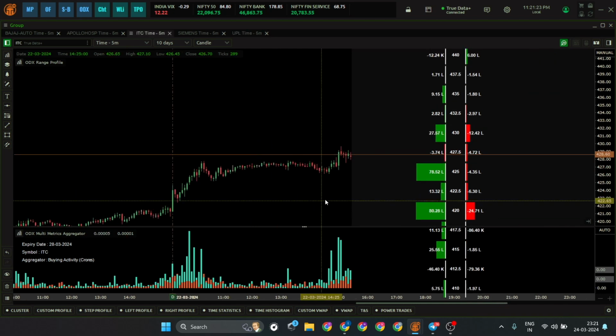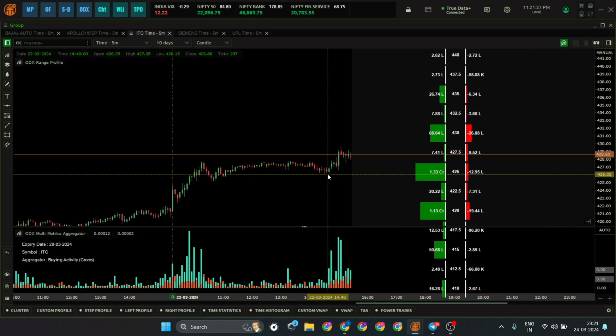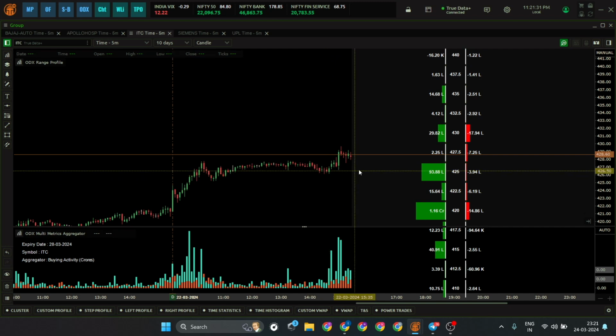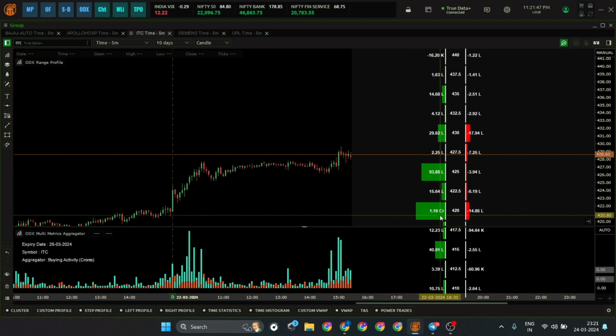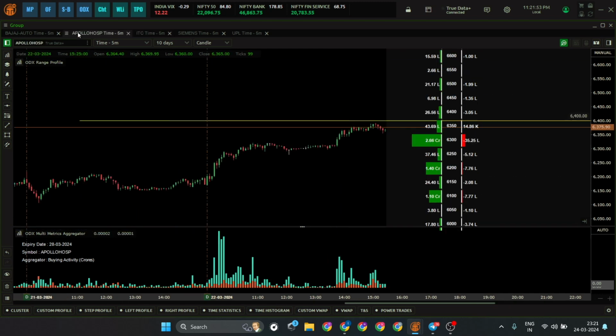If I show ITC, let me show you ITC. At this particular area, I have taken entry for the scalping on Friday, and I have booked some profit. So this is one case. Once you start using it, and once you become used to it and you keep practicing, then it becomes easy for you. Practice makes man and woman perfect.